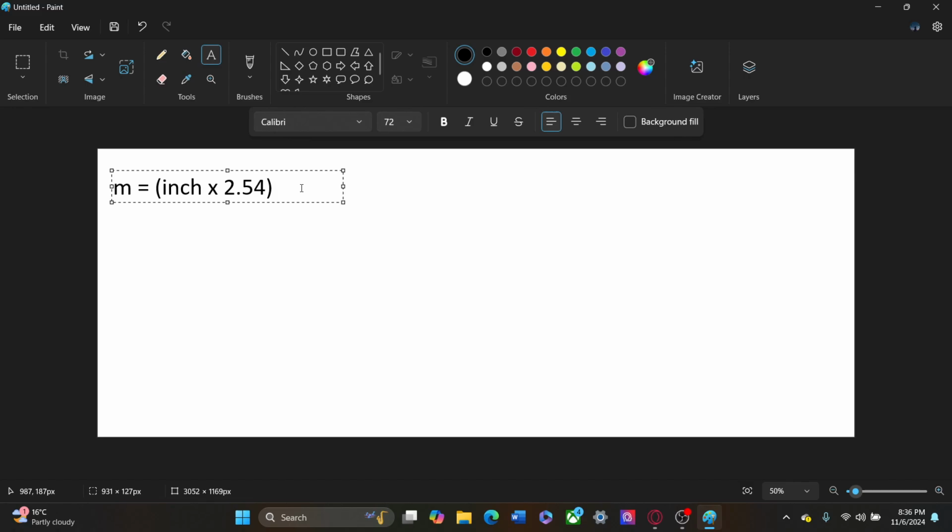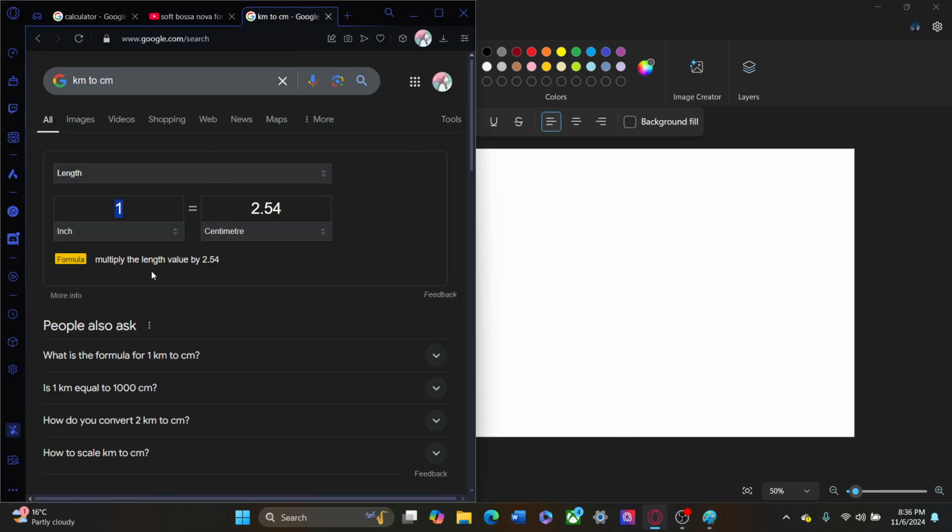Now we know that 1 centimeter also equals up to 1 meter. So what we're going to do is divide this by 100. That is going to be our meter, right? As shown here. Sorry, 1 meter. Okay, we have that there.